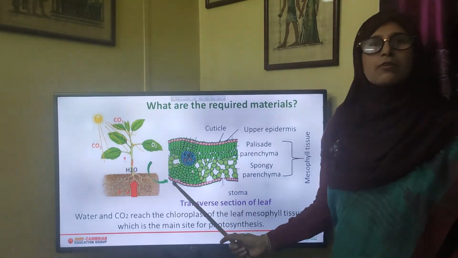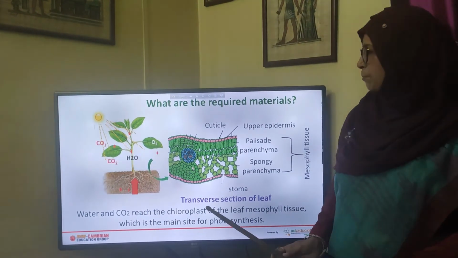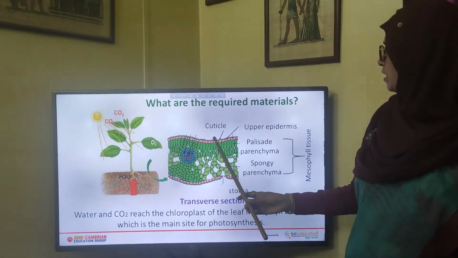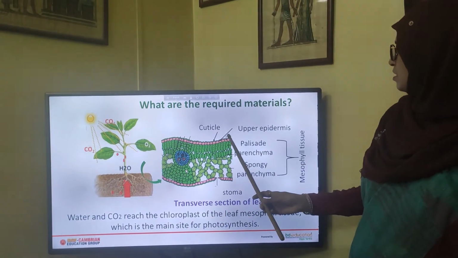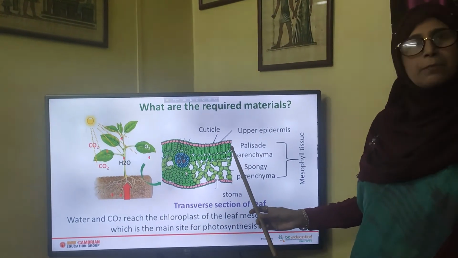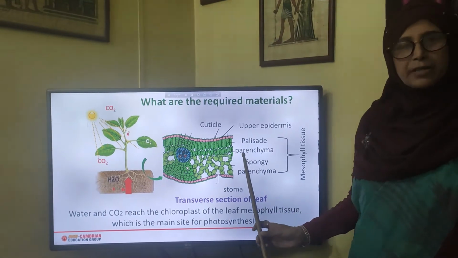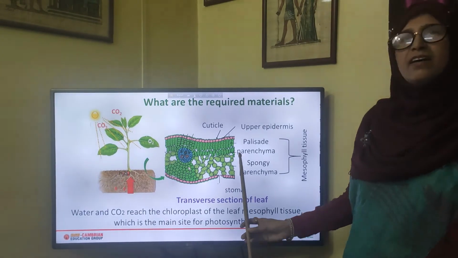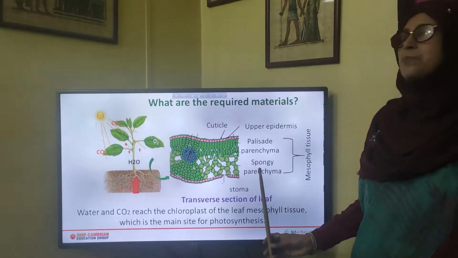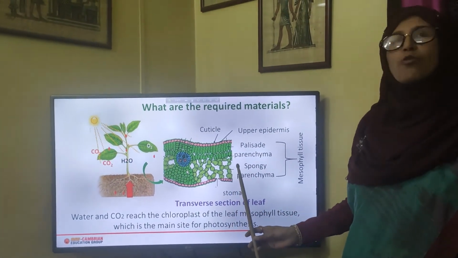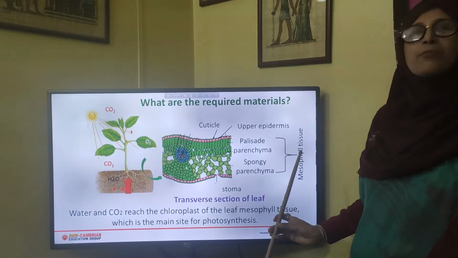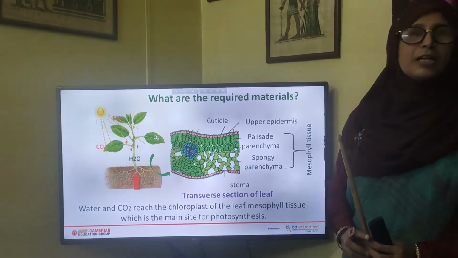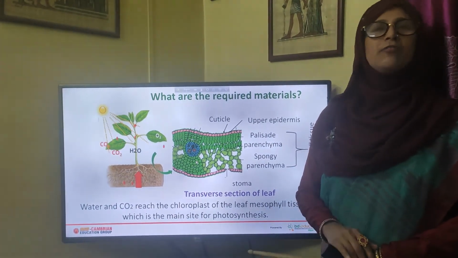If you cut the cross section of a leaf and observe it under the microscope, you will see this is the transverse section of a leaf. The upper part is known as the cuticle and the upper epidermis. Below this upper epidermis, there are two types of parenchymatous cell. The first one is palisade parenchyma, below is spongy parenchyma. See, this palisade and spongy parenchyma contain more chlorophyll, and altogether are known as mesophyll tissue. So the mesophyll tissue of the leaf is the main site of photosynthesis.